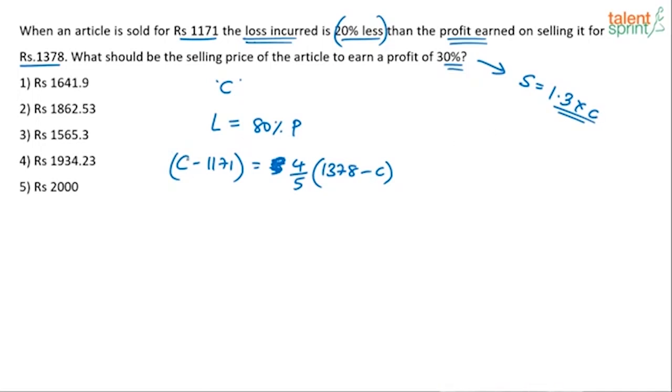Yeah, and smartly you should just write this equation. Your solution should begin with this. If you write anything like C, L equals 80% of P and all that, you are wasting your time. Simplify this now. So 5 into C, 5C minus, I think you'll have to do this calculation, right? So 1171 into 5, how do you multiply? 5,000, 500, 350 and 5. So 5,500 and 350. So 5,855.